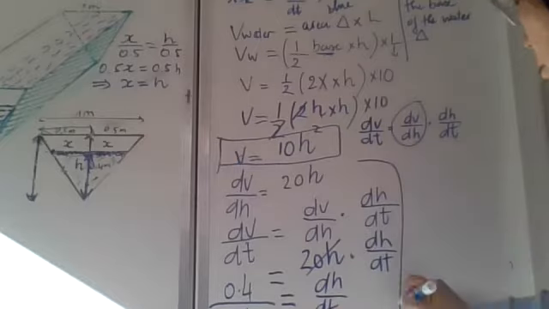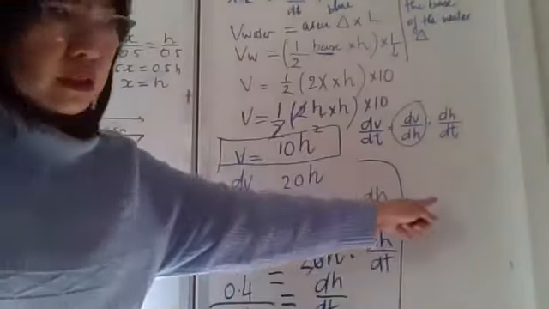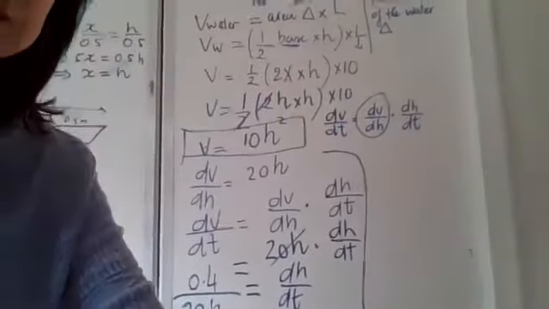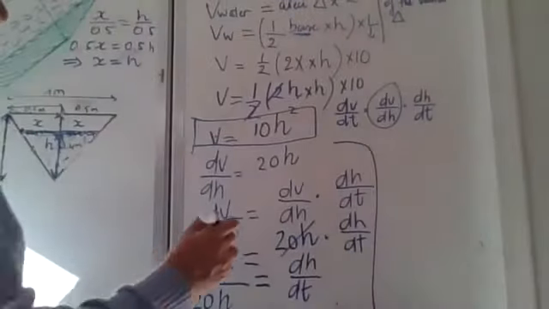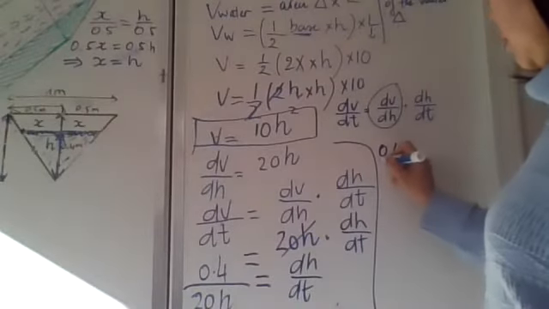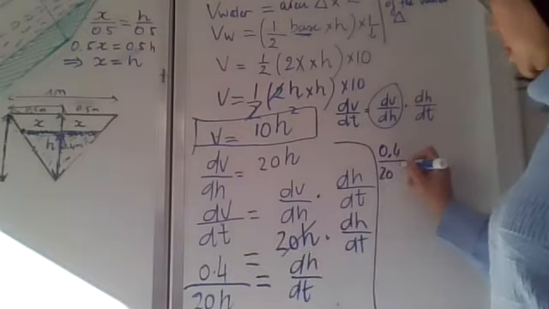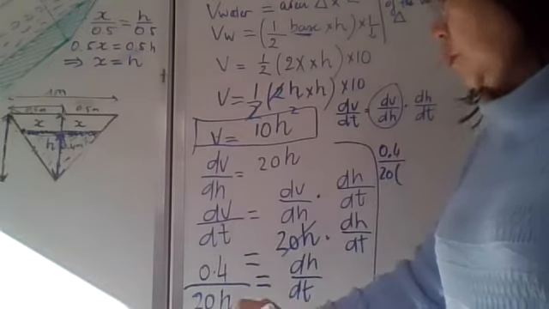So I'm going to make a little room here, okay? I don't know if you can see my handwriting on this side. Yes. So let's do that. So now we have 0.4 divided by 20 times h.